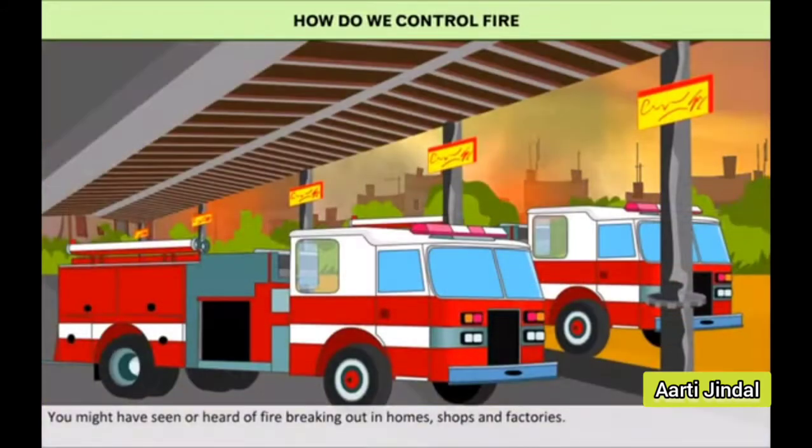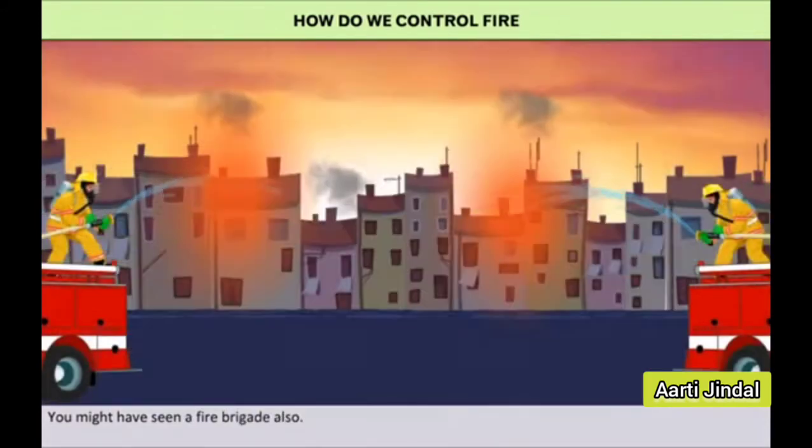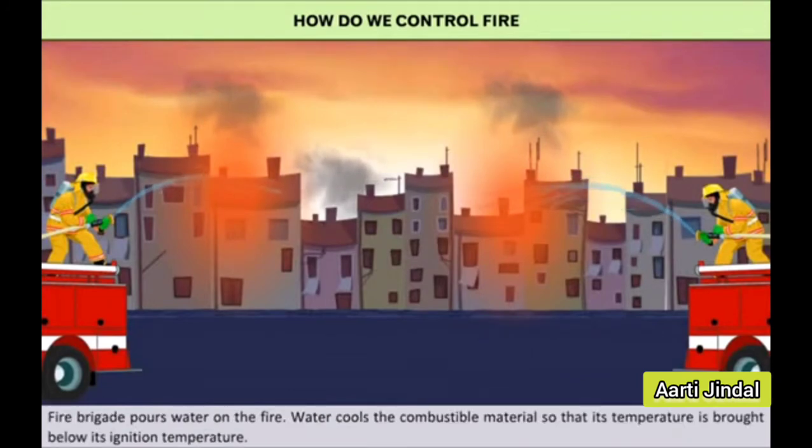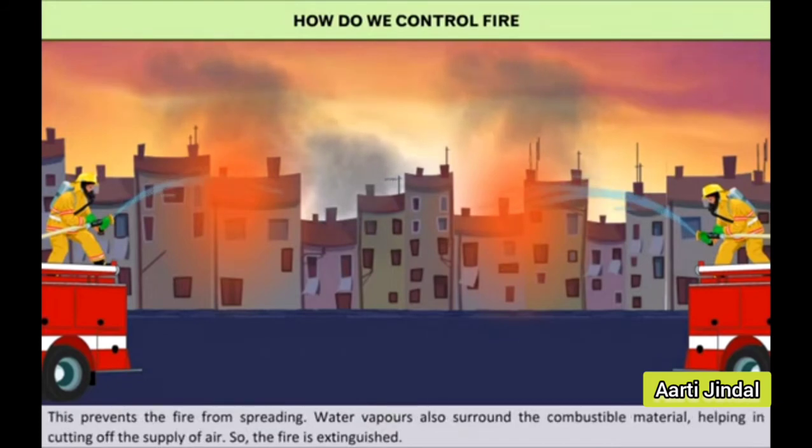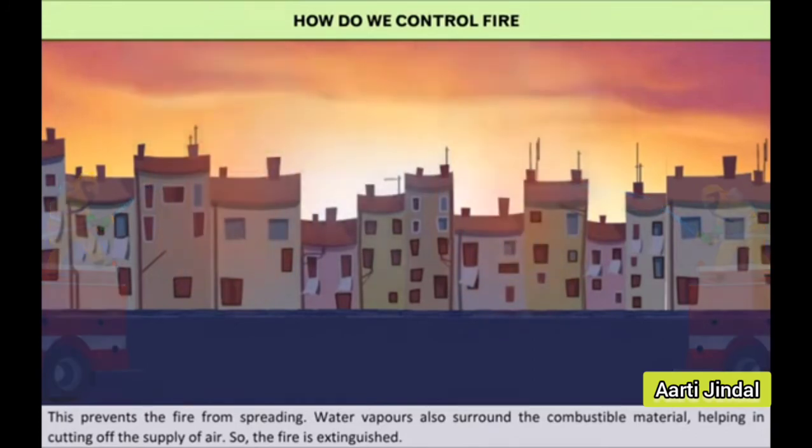How do we control fire? You might have seen or heard of fire breaking out in homes, shops and factories. You might have seen a fire brigade also. Fire brigade pours water on the fire. Water cools the combustible material so that its temperature is brought below its ignition temperature. This prevents the fire from spreading. Water vapors also surround the combustible material, helping in cutting off the supply of air, so the fire is extinguished.